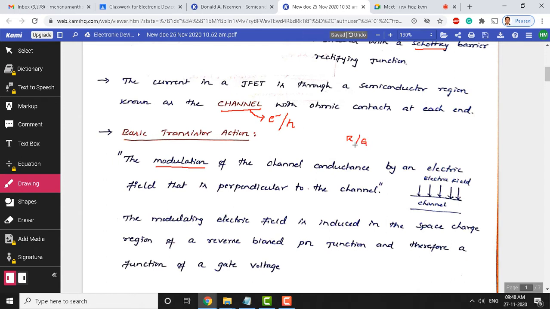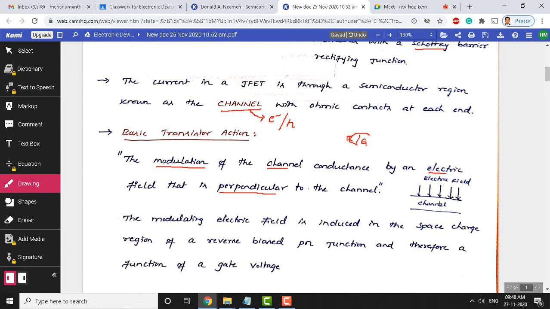Here we are focusing on the conductance. The modulation of the channel conductance happens through the electric field. We are going to apply a strong electric field, and through that we are going to vary the conductance within the channel. This electric field is applied perpendicular to the channel. Perpendicular means exactly vertically downwards.